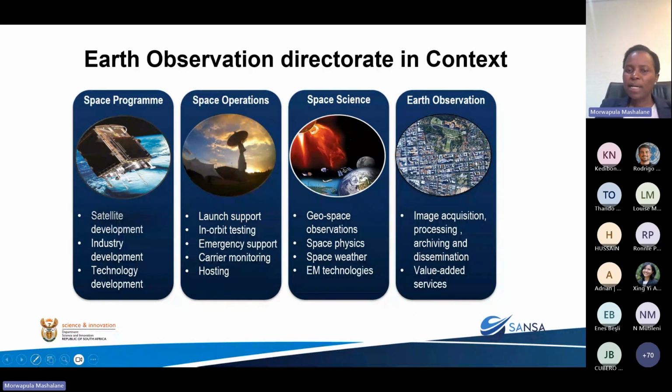We also have space science, which is located in Hermanus in the Western Cape, South Africa, where we do geospace observation, space physics, space weather, and electromagnetic technologies. And last but not least, we have Earth observation, which is where we come from. This is the directorate where we do image acquisition, processing, archiving, and also dissemination. We also coordinate development of value-added products and services.